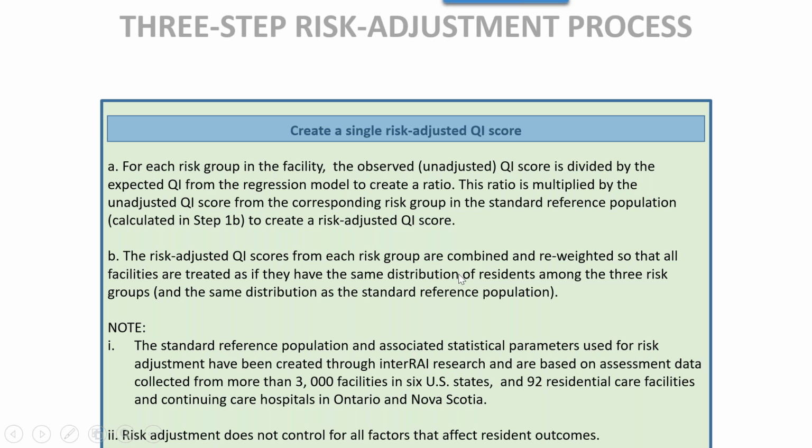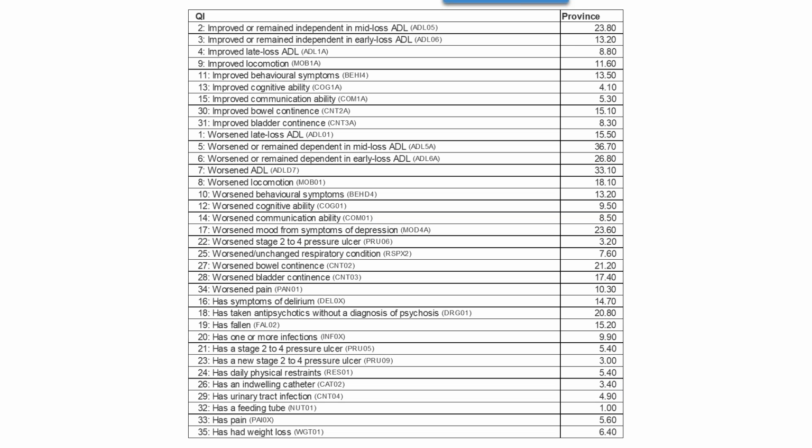So for each risk group in the facility, the observed or unadjusted QI score is divided by the expected score. And you're going to see in a moment that we're going to take what's the predicted rate for that quality indicator, and we're going to compare it to what your actual rate is, okay? And so the risk adjusted QI scores from each risk group, and we're going to build these risk groups, which I'll show you in a moment. All right, so let's just move on to that.